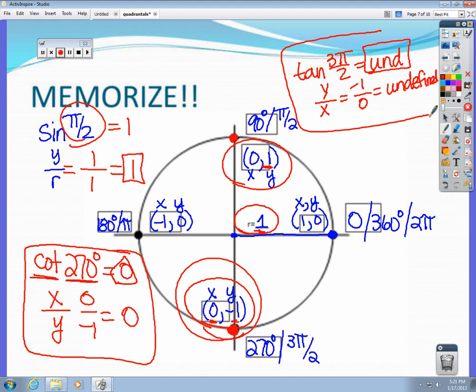Okay? Any of the trig functions can be done using this unit circle. You will need to memorize the points and the angles around the outside, and keep in mind that anytime you use the unit circle, your r value is always going to be 1.